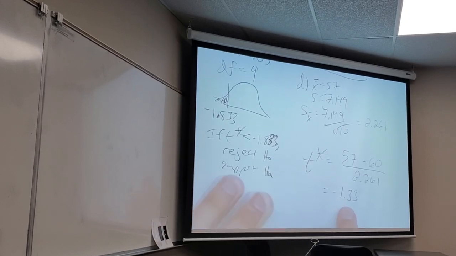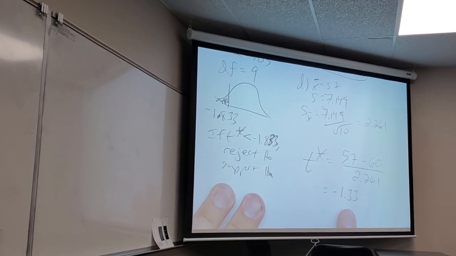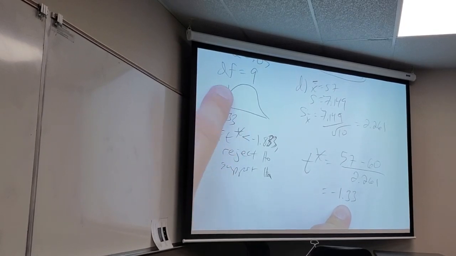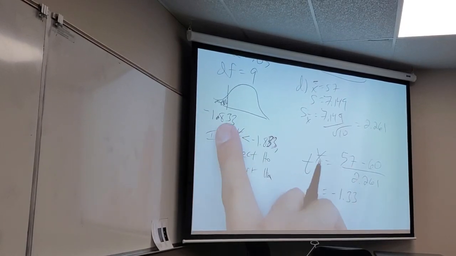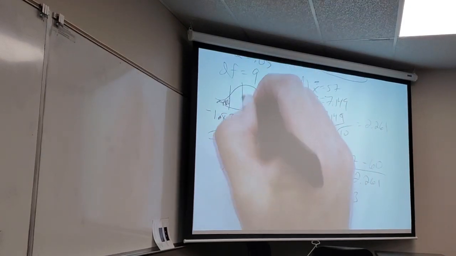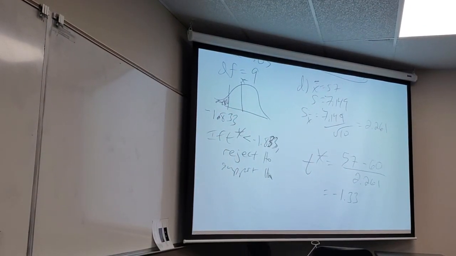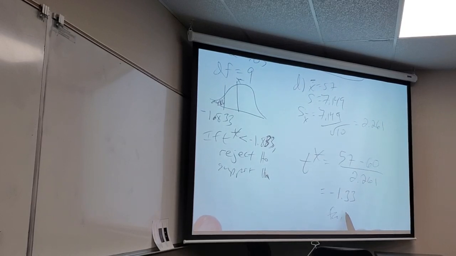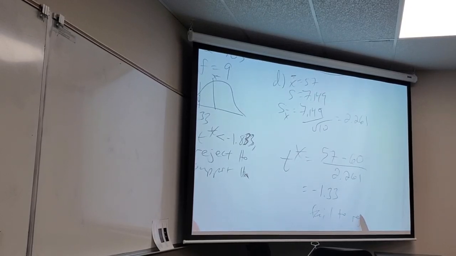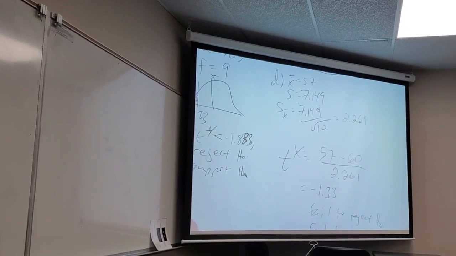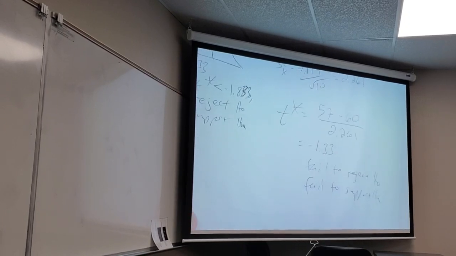Does everybody agree with that? And of course, we failed because we did not get far enough away. Far enough away was this. We didn't make it far enough away. We made it to about right there. So we fail to reject the null.